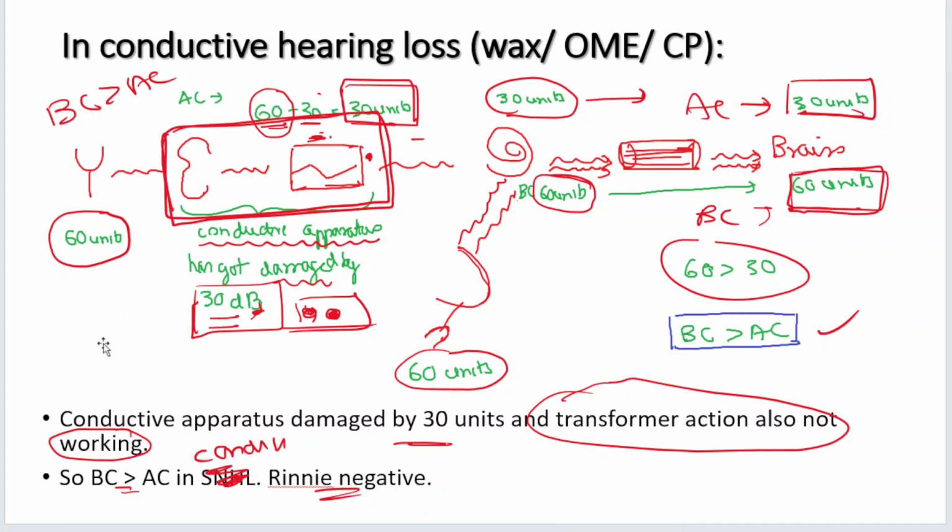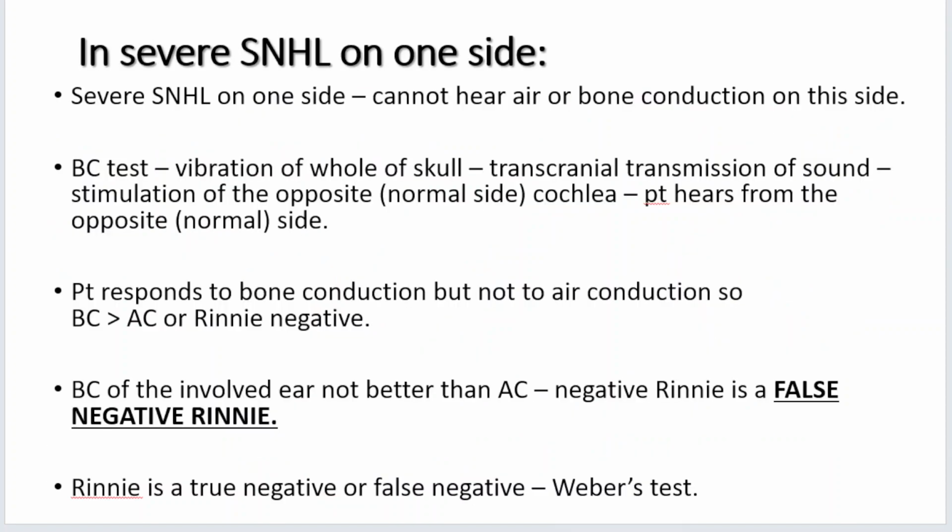Now, a patient is coming to you with severe sensorineural hearing loss on one side. This is where it gets a little bit complicated. Severe sensorineural hearing loss on one side means severe sensorineural loss, greater than 70 decibels, greater than 80 decibels of hearing loss. Not only is it a hearing loss, it is a hearing loss of the sensorineural pathway. We are not talking about the conductive pathway. In conductive, whatever it is, severe or mild, you will always get Rinne negative, bone conduction better than air conduction.